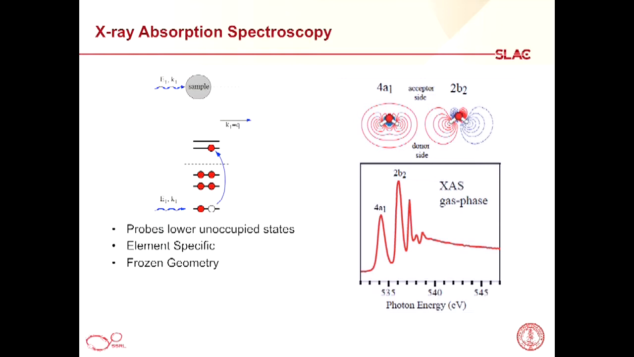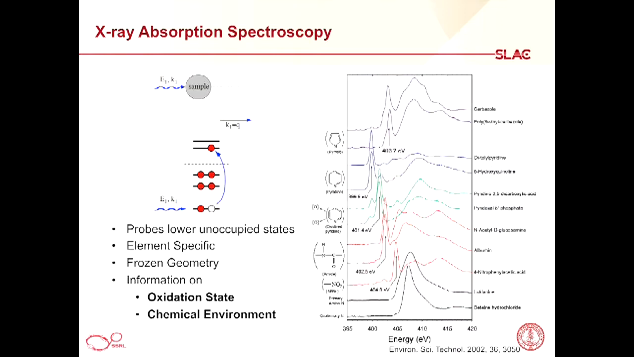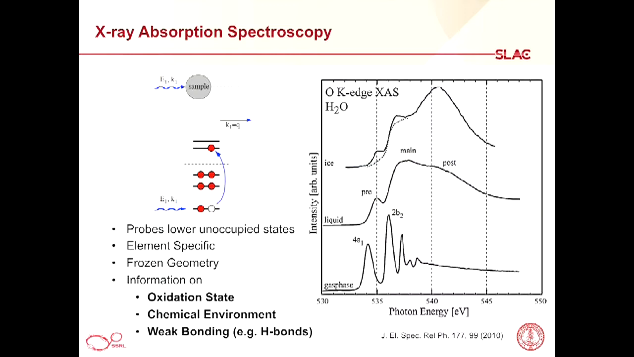And at the same time, all these transitions that we do are in the very fast domain. So practically, we are probing frozen geometries most of the time at the time of probing. And when we do X-ray absorption spectroscopy, we can get information that relates to oxidation state. We can get information that is more related to the chemical environment, even under similar oxidation states, that is related to the ligands. And we can even get information from very weak kinds of interactions, like hydrogen bonding, for example. A very typical example is the sensitivity of oxygen K X-ray absorption to water molecules in different phases, which is purely dependent on the hydrogen bonding.